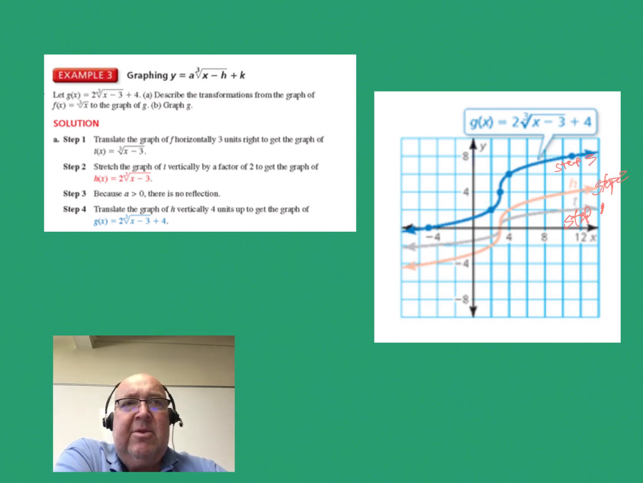So mostly I'm wanting you to know how different things are going to move that base graph. You should know what the base graph looks like, and then how it will change with different things.